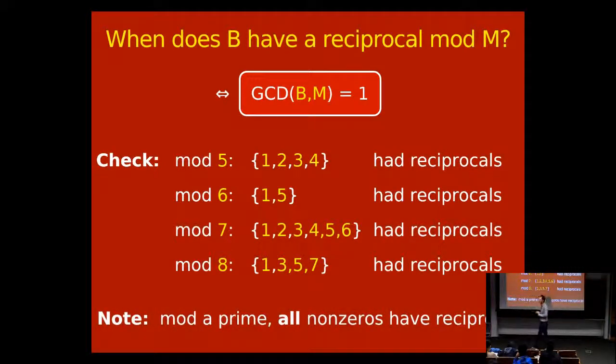And one nice thing to note is that if you're going mod a prime number, the GCD of a prime with everything smaller than it, other than 0, is 1, right? So mod a prime, you're very happy. All the non-zero numbers have a reciprocal. You can never hope that 0 has a reciprocal, but otherwise, all the numbers have an inverse. Mod a prime.